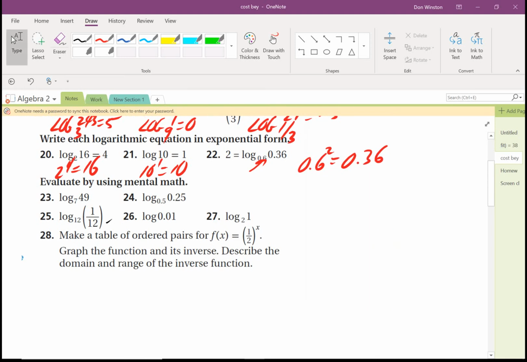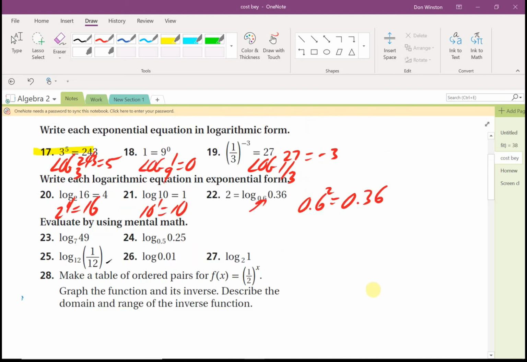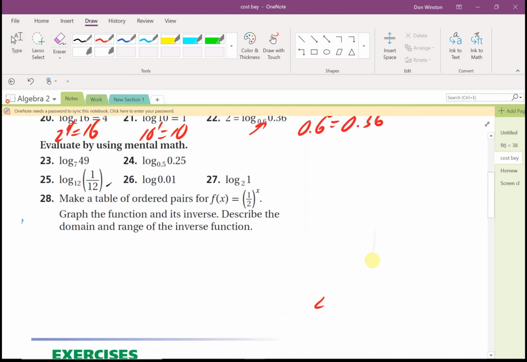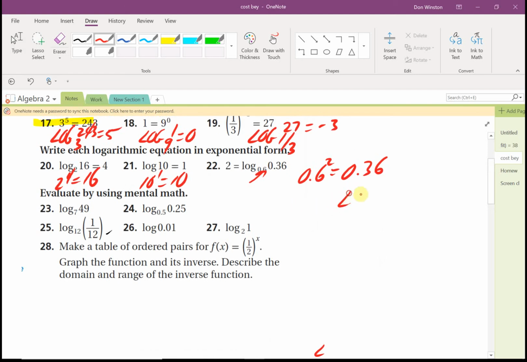Number 23, we're asked to use mental math. So again, we just keep in mind that very important relationship. That log, it always wants to jump around. That log base b of y equals x means b raised to the x is equal to y. So 7 raised to what is 49? That is 2, because 7 squared is equal to 49.